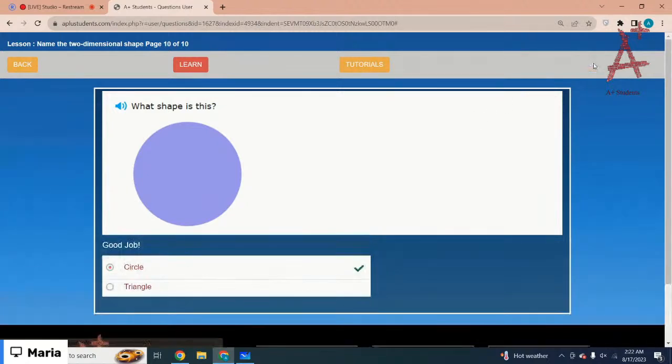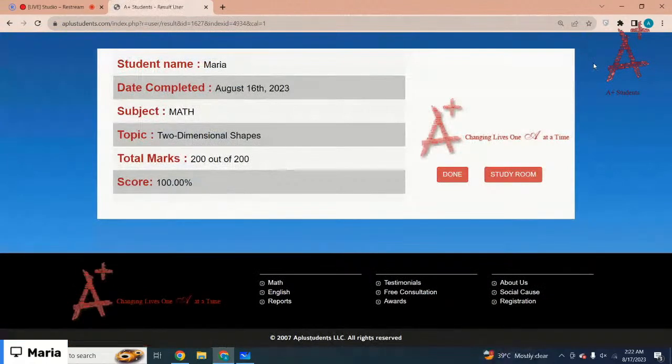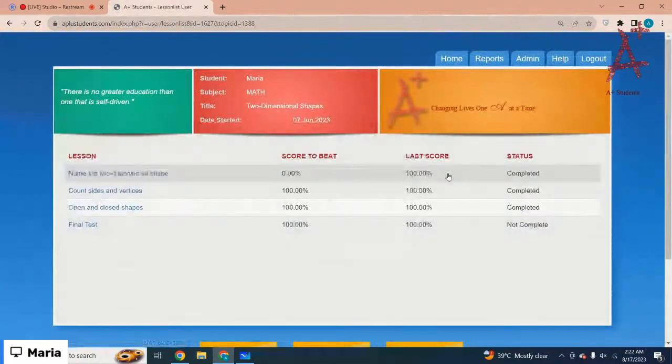Okay, we are done with the lesson. Let's just start with the next lesson from the same chapter. The next lesson is count sides and vertices.